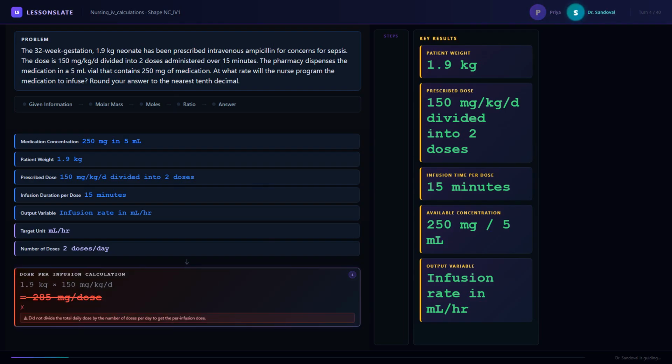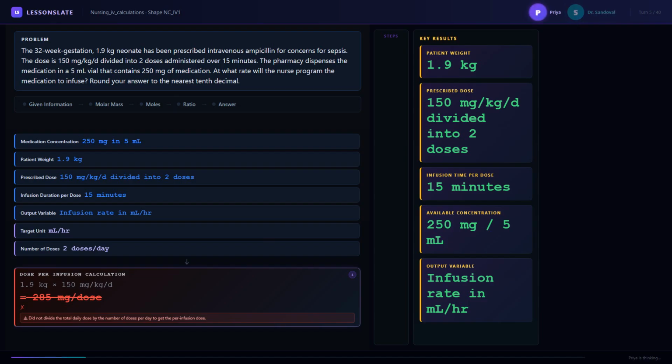You're absolutely on the right track with finding the total daily dose, Priya. The calculation of 1.9 kilograms multiplied by 150 milligrams per kilogram per day, giving 285 milligrams, is correct for the total amount of ampicillin for the neonate for a full day. This is a great start on the weight-based dosing. However, the problem mentions the dose is divided into 2 doses. How does that affect the amount in each individual infusion?